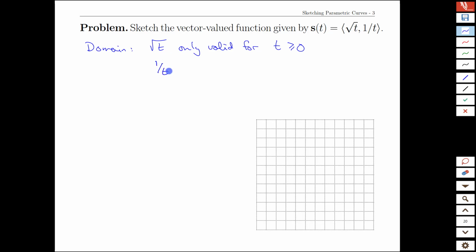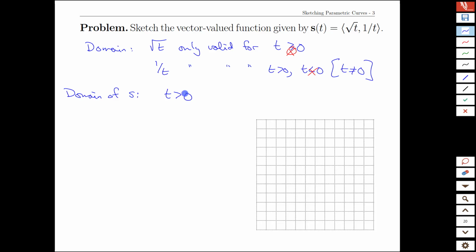And 1/t is only valid for t bigger than 0 and t less than 0. t can't be equal to 0. I'm not allowed to divide by 0. And if that's the case, what we have for the domain of S is the intersection, if you like, of those two ingredients. So I can have 0 or larger, and I can have strictly larger than 0 or negative. Well, the negative doesn't work with this, so we rule it out. And the equals doesn't work because I can't do 1/t for t equals 0. So we end up with t strictly greater than 0.